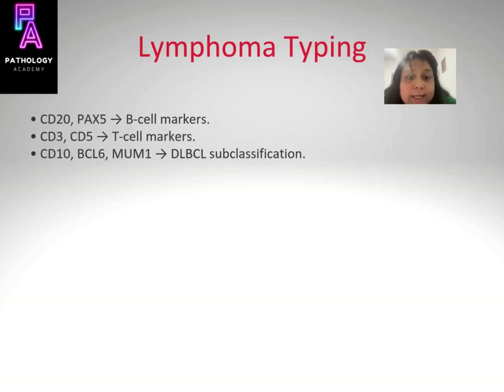IHC has revolutionized lymphoma subclassification. For example, CD20 and PAX5 are B cell markers, CD3 and CD5 are T cell markers, and CD10, BCL6, MUM1 are helpful in subclassification of diffuse large B cell lymphomas.